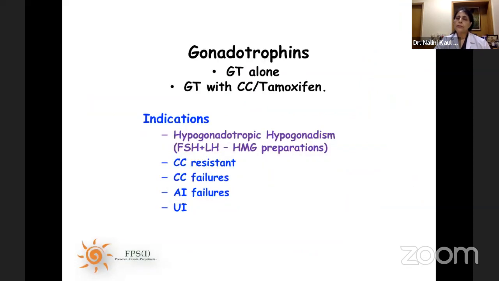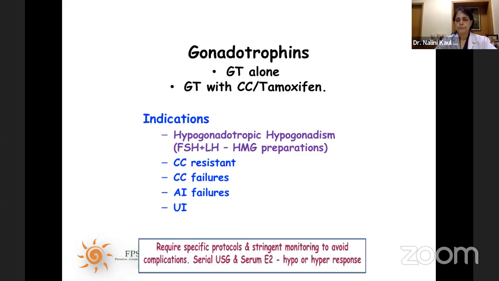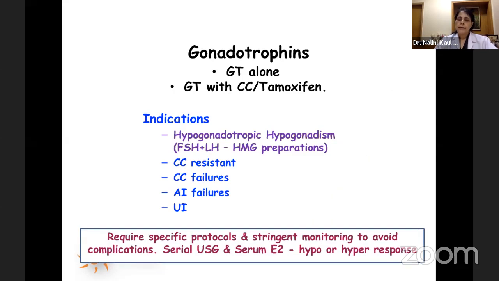Going on to the gonadotrophins, you can use gonadotrophin alone, and you can do gonadotrophin with clomiphene with the oral agents. Now, the indications are hypogonadotrophic hypogonadism, where you have to give FSH and LH. And of course, you can then use it in all the other CC resistance, failures, unexplained infertility. Please remember that the protocols have to be very stringent if you want to avoid complications. You must do serial ultrasounds. You must look at serum estradiol levels if you don't want to get yourself and the patient into trouble.